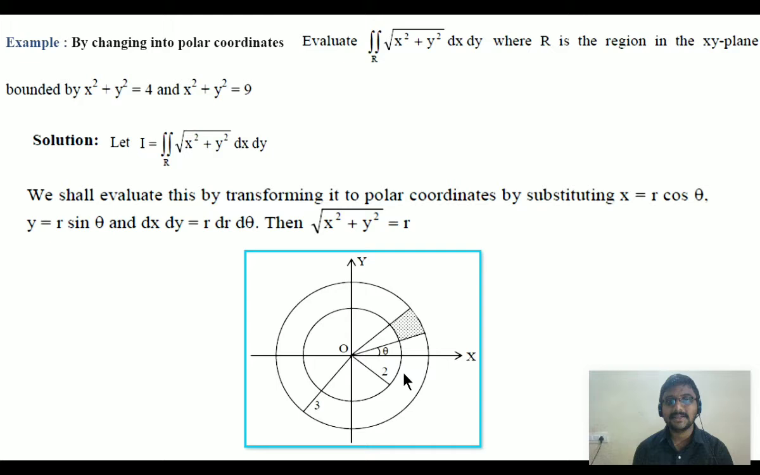Theta limits are 0 to 2 pi, and the r limits, radius limits, are bounded by these two circles, so that we have to take only this region. In this region r varies from 2 to 3. 2 is the first circle radius, 3 is the radius of the second circle. So r moves from 2 to 3 and theta moves from 0 to 2 pi. Using these limits, we can evaluate the double integral easily.